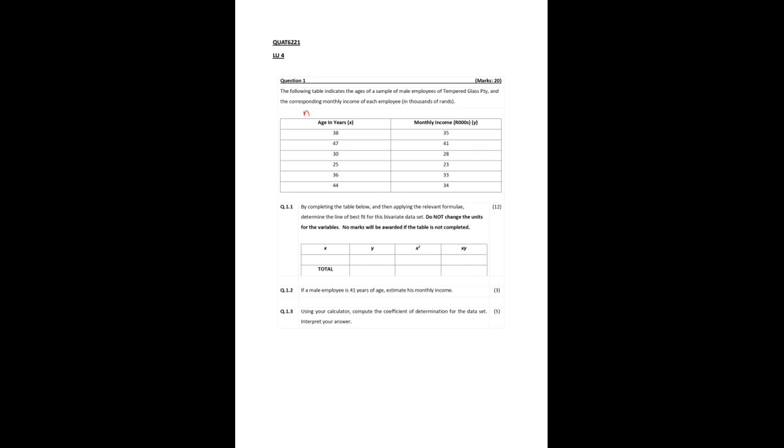So you have all your information in the table. They will always provide you with it. And then question 1.1 says, by completing the table below and then applying the relevant formula, determine the line of best fit for this bivariate data set. Do not change the units for the variables. Like I was saying earlier, don't add in the zeros, and no marks will be awarded if the table is not completed.